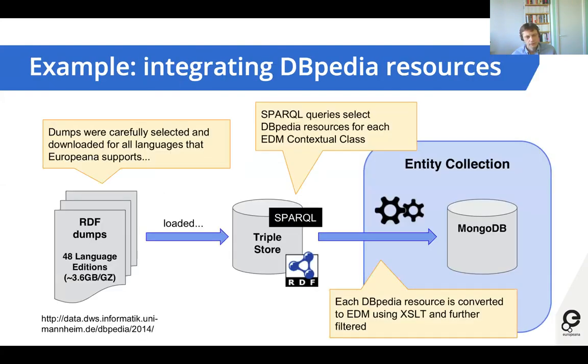So for example, for DBpedia, we do get the terms, then those terms are loaded in a triple store, and using some RDF queries, we extract the statements that we are interested in, and we integrate them in the entity collection, which in terms of database is powered by a NoSQL database.